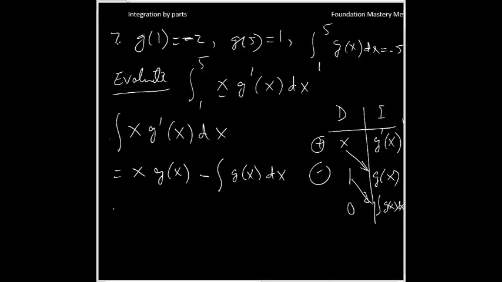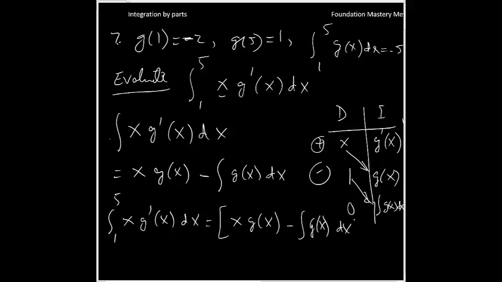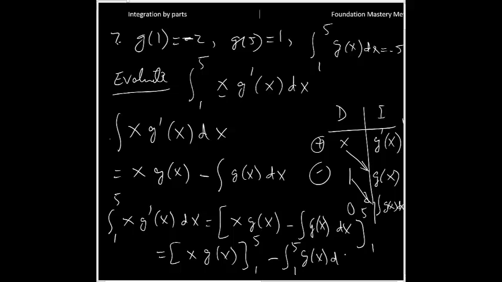That's it. So then when I say 1 to 5 is my limit, for x g prime x dx, that means I have to take x gx minus integral gx dx, and my limit 1 through 5. So that means you have x gx, your limit is 1 through 5, minus the integral from 1 through 5 of gx dx. Yeah. So now what happens finally?